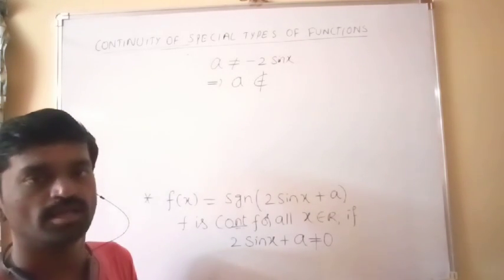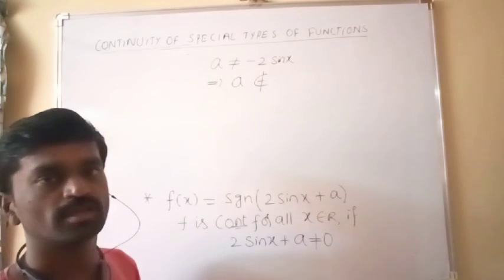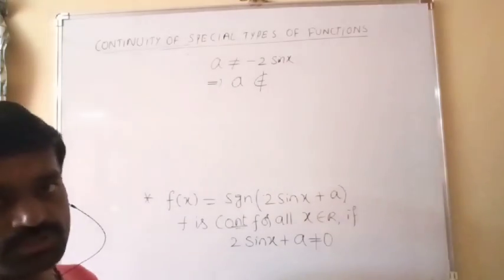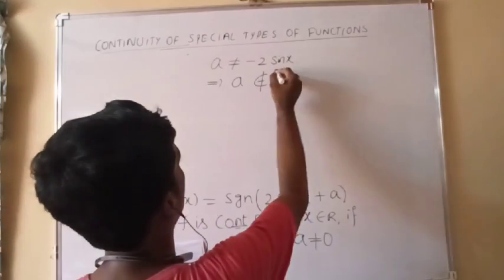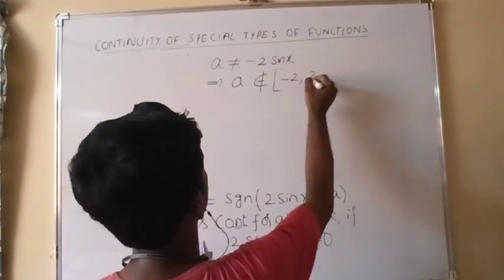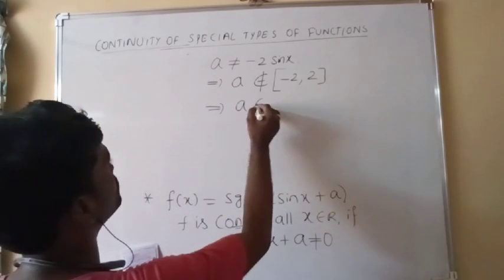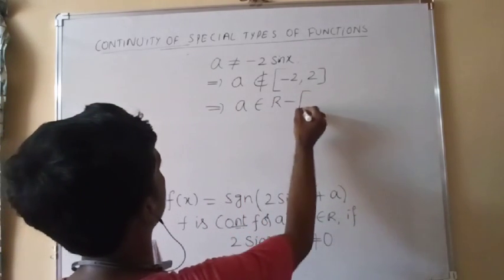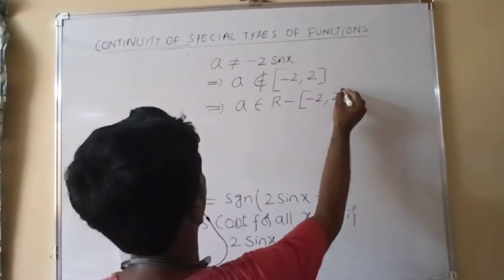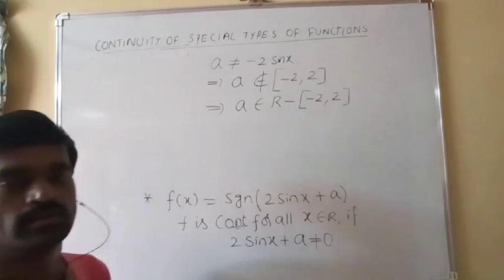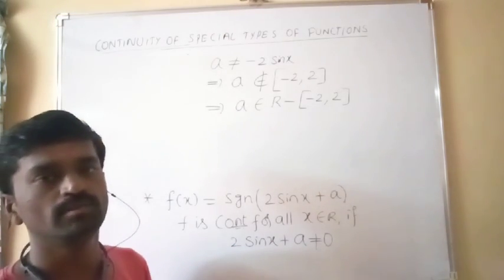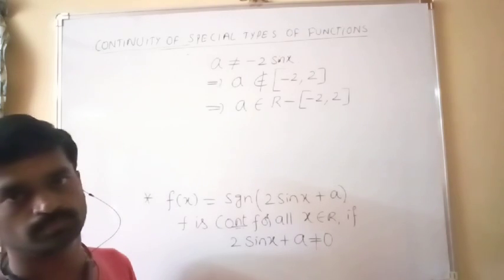Sin x range is minus 1 to 1. Minus 2 sin x range is minus 2 to plus 2. So a does not belong to the closed interval minus 2 comma plus 2. So this implies that a belongs to all real numbers except the numbers which lie between minus 2 and plus 2, including minus 2 and plus 2.